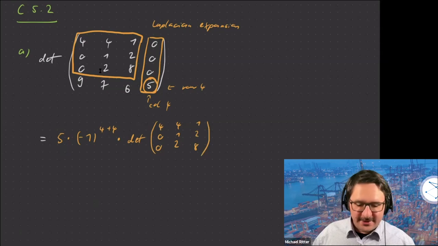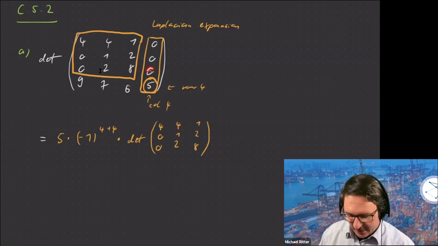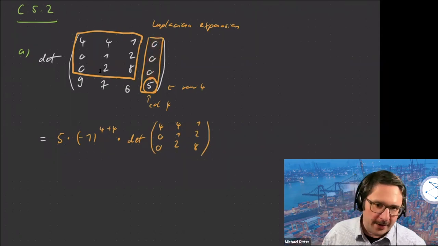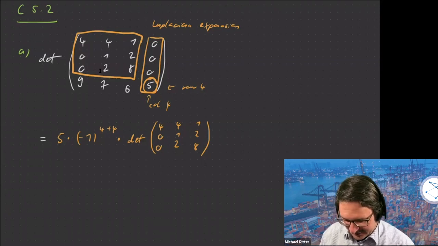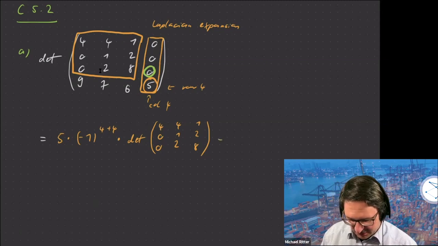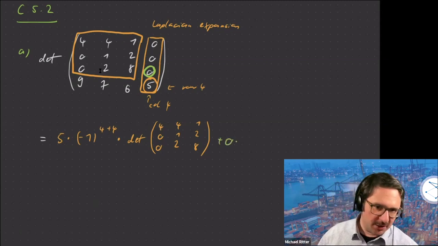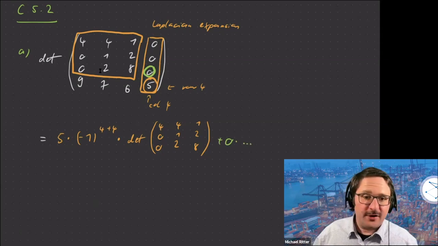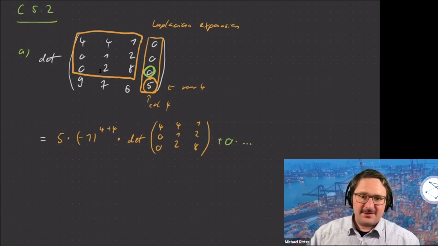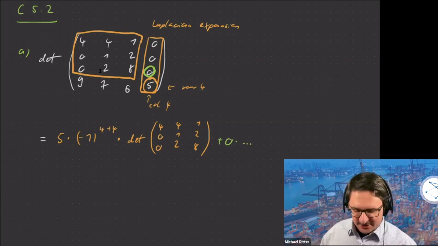Right, and you would repeat this for every entry on this selected column or row. In this case, of course, if you take this entry, for example, you will get plus zero times whatever. We don't really care what is following that zero times, because whatever that is, the result will always be zero. And that's why it's so convenient in this case to do Laplacian expansion.